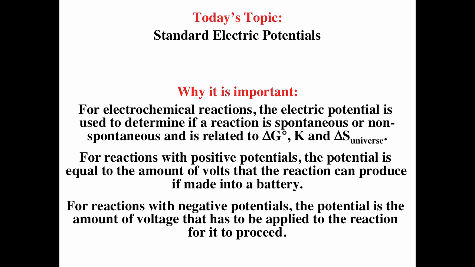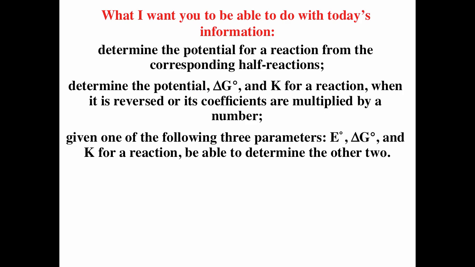For reactions with positive potentials, the potential equals the amount of volts that the reaction can produce if it's made into a battery. So if a reaction has a positive potential, it's going to be a spontaneous reaction. For reactions with negative potentials, that means a non-spontaneous reaction, and the potential is the amount of voltage that has to be applied to the reaction for it to proceed. For some electrochemical reactions, you can convert chemical potential energy into electrical energy. For others, you can convert electrical energy into chemical potential energy.